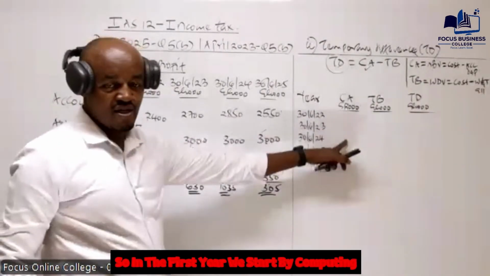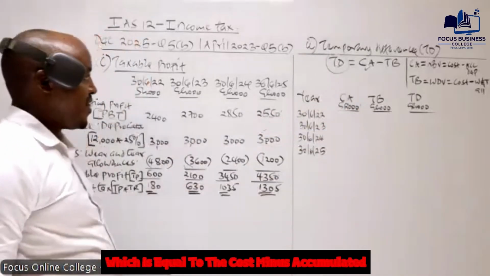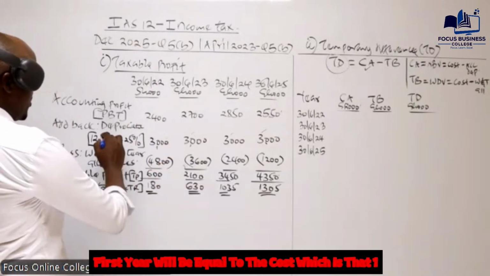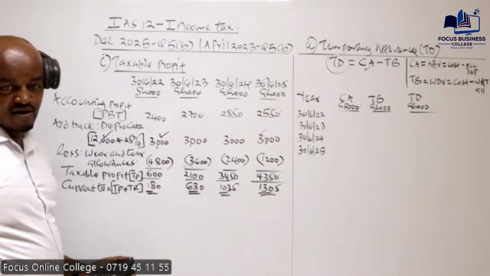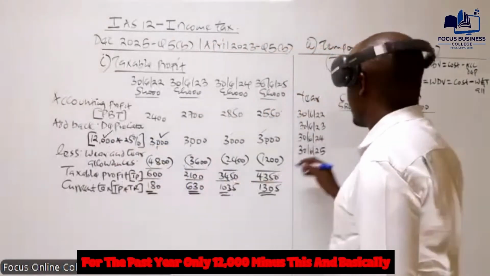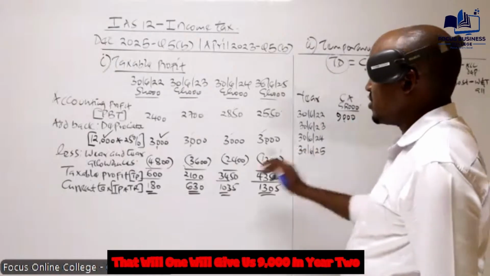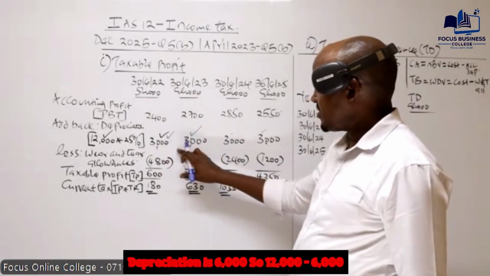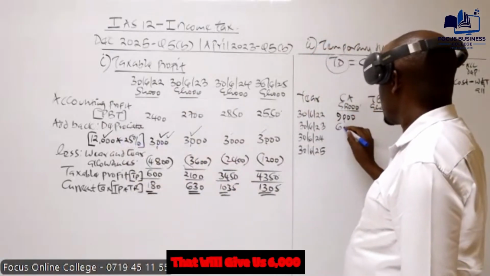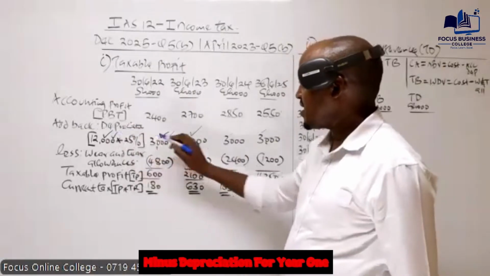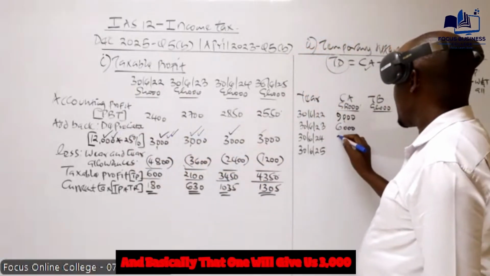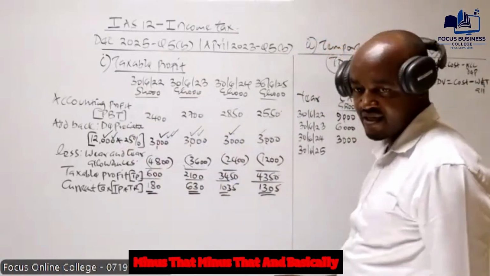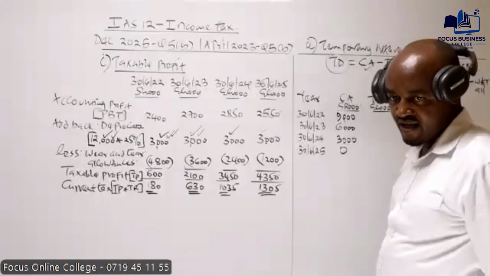In the first year, we start by computing the net book value, which is equal to the cost minus accumulated depreciation. So the net book value at the end of the first year will be equal to the cost, 12,000, minus depreciation for year one, and basically that will give us 9,000. In year two, we take the cost minus depreciation for year one and year two. Because at the end of year two, the accumulated depreciation is 6,000. So 12,000 minus 6,000 will give us 6,000. Then at the end of year three, we take the cost minus depreciation for years one, two and three, and that will give us 3,000. At the end of year four, the net book value will be 0. The asset will be fully depreciated.